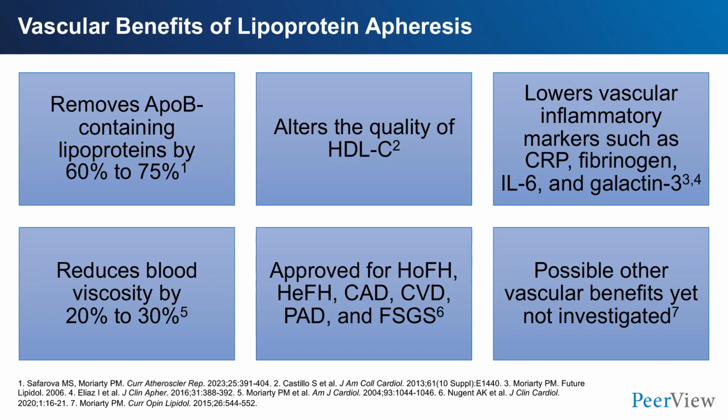It lowers vascular inflammatory markers such as CRP, fibrinogen, interleukin-6, galectin-3, and it's approved for HoFH, HeFH, coronary disease, cardiovascular disease, PAD, and recently FDA approval for focal segmental glomerulosclerosis, which is a kidney disease related to pre or post kidney transplants of unknown etiology, but apheresis seems to be the best therapy for that, based on Japanese data that approved it in the United States. And there are other disease processes potentially considered in this category too that are under investigation.